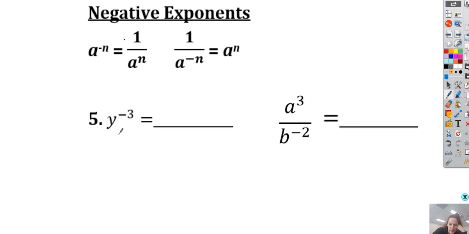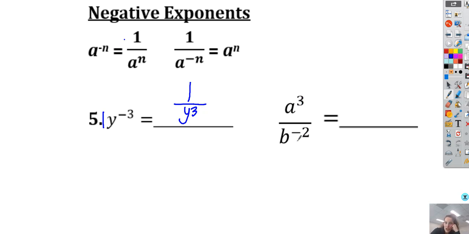Okay, so let's look at example 5. Y to the negative 3rd power. To get rid of my negative exponent, I'm going to send y to the 3rd to the denominator, and it becomes positive. When you move it across the fraction bar, the exponent becomes positive. Well, then you're thinking, what's left behind in that numerator? There was a 1 in front of the y to the negative 3, so there's a 1 holding down the fort in the numerator. So now it's 1 over y cubed.